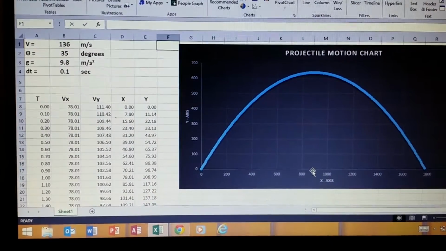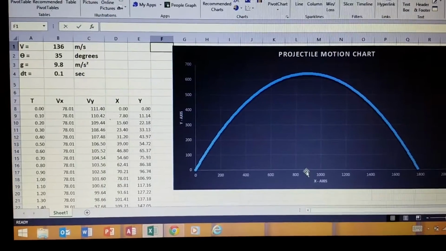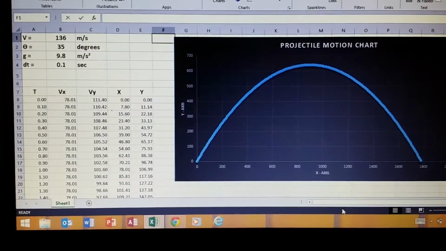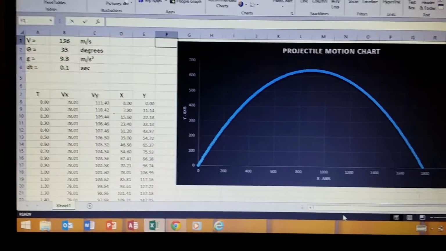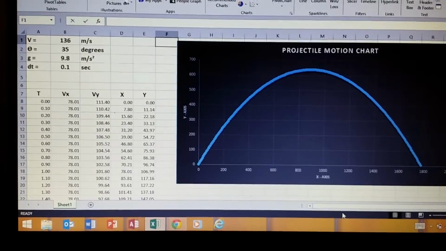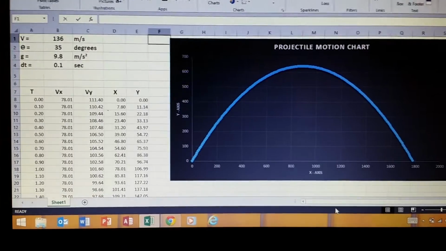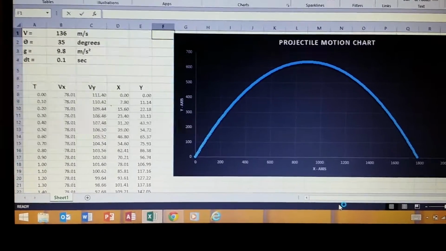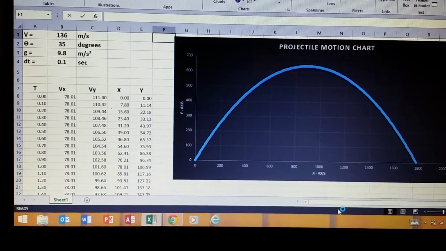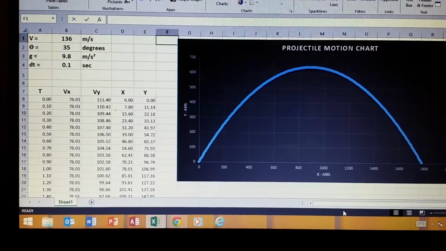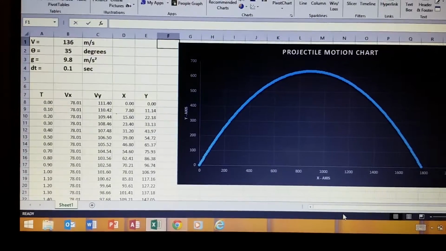Alright, this is my, I guess you can call it, alternative for doing the glow script. I set up an Excel spreadsheet, and after finishing the calculations and everything, I was able to generate a chart to show projectile motion of a ball thrown at a velocity of 136 meters per second at an angle of 35 degrees and with a time interval of 0.1 seconds.